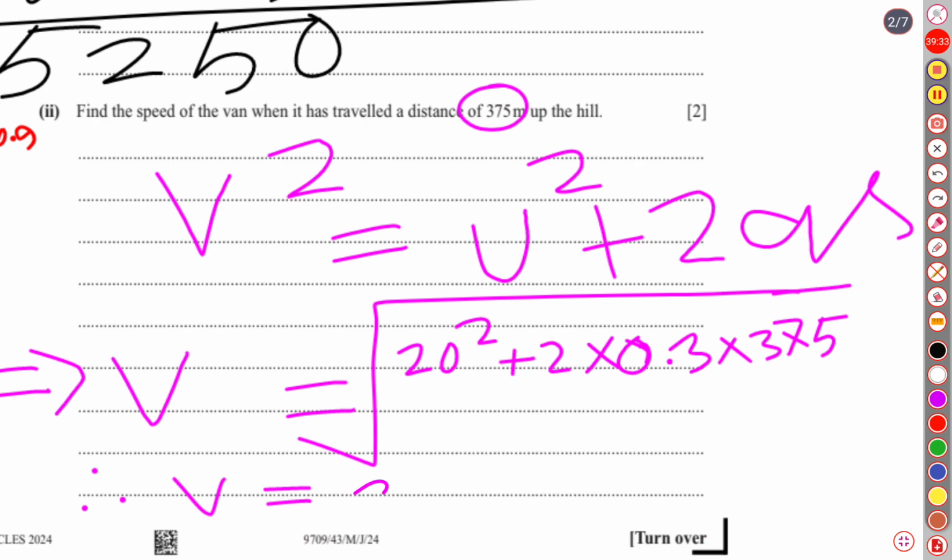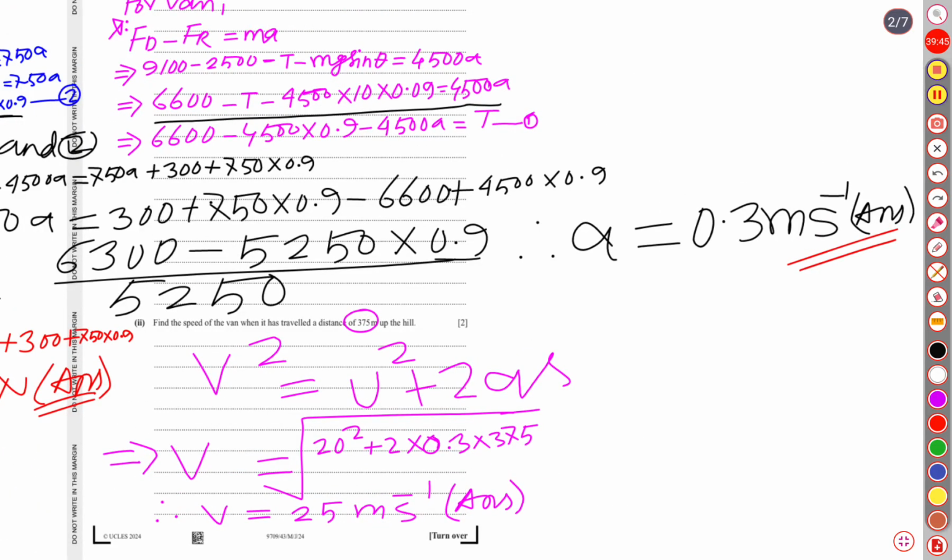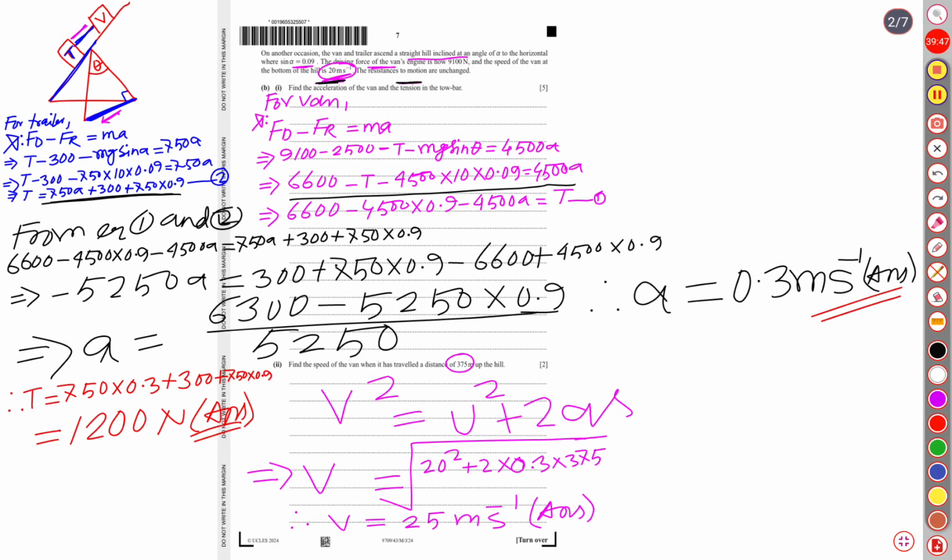25 meter per second is the velocity at the top of the hill, and that is the answer to this question. Well, that's all about this solution, and I tried to explain as much as possible on my part, and I think you have understood and learned how to solve such questions.